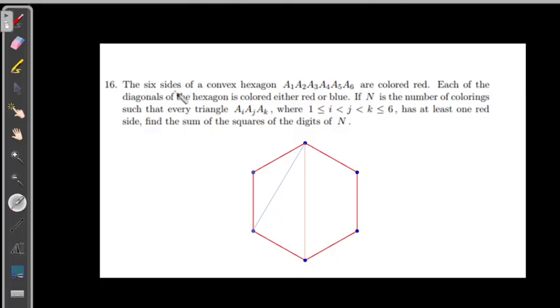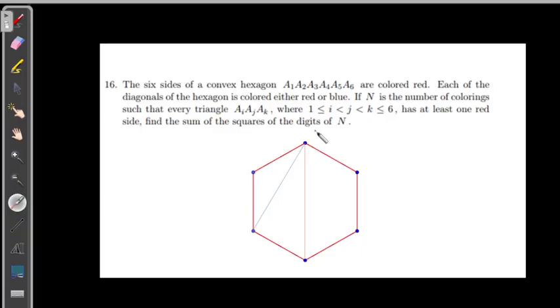The six sides of a convex hexagon are colored red, meaning each side of this hexagon is colored red only, and each of the diagonals of the hexagon is colored either red or blue. Let n be the number of colorings such that every triangle, formed by joining these vertices, has at least one red side, and we need to find the sum of squares of digits of n.